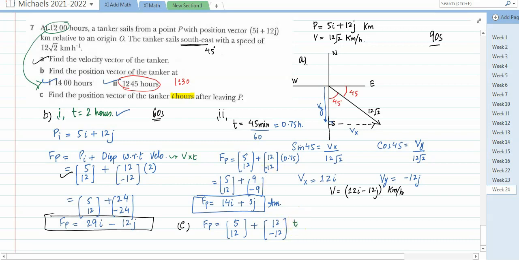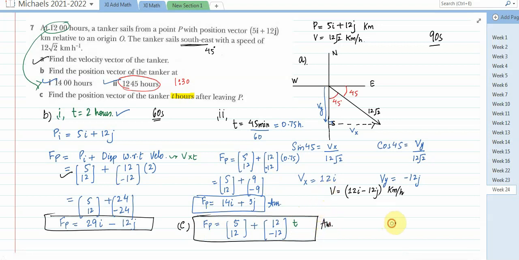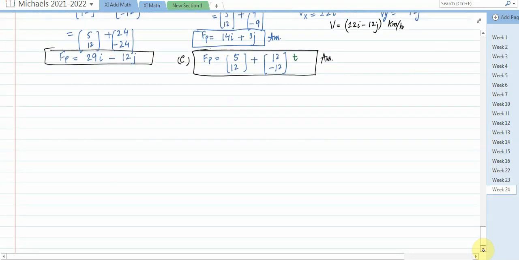Alright, so you need to leave your answer in this form, and whatever the value of time you need to place instead of T, and you will get the final position. So that expression is the answer for C part. Alright, moving on towards the next question.